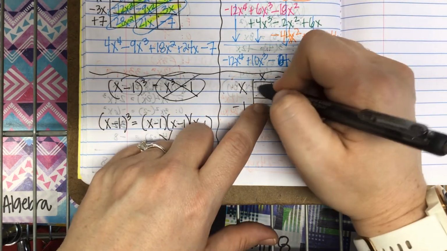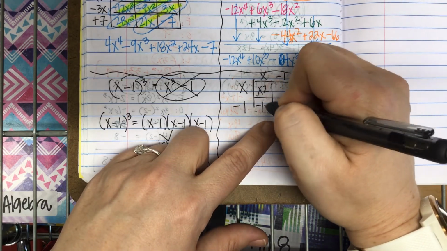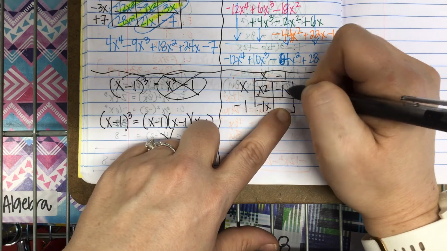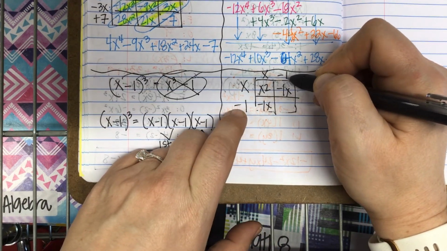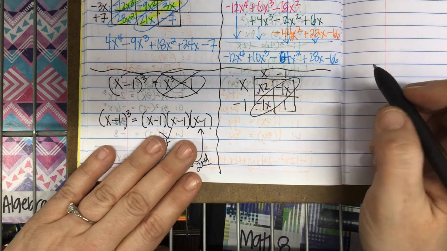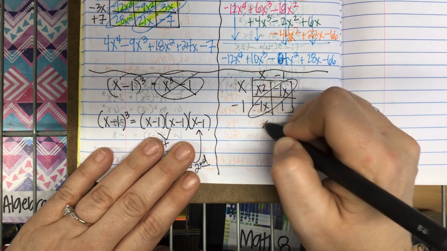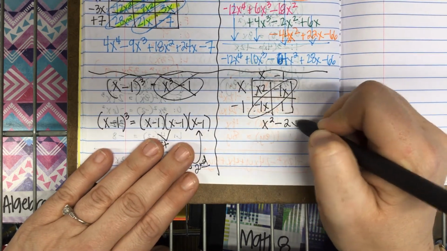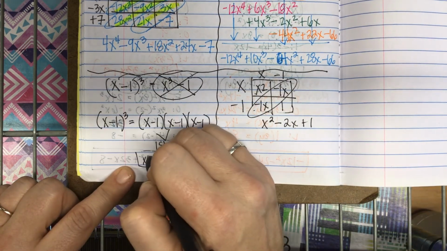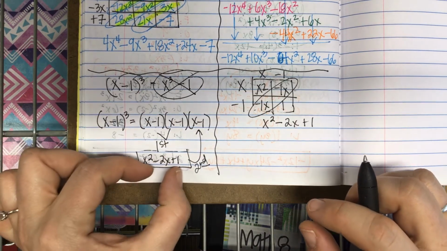X times x is x squared. X times negative 1 is negative 1x. X times negative 1 is negative 1x. And negative 1 times negative 1 is positive 1. My diagonals get combined. So the answer is x squared minus 2x plus 1. I have to do the first 2 together.